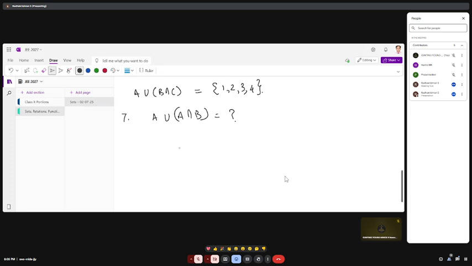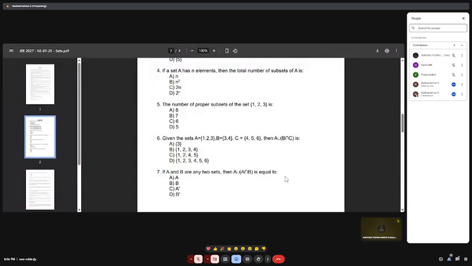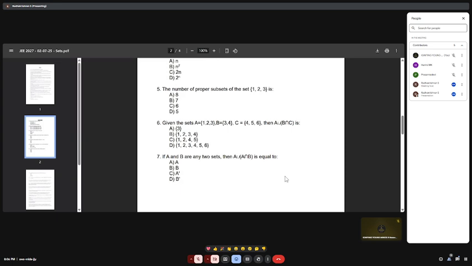Okay. So let us draw a Venn diagram, the diagram of two sets like that. Okay. So this is your A, and this is your A intersection B. So A union A intersection B. So set of elements that can be in either this or this is again A only, right? So you can see from the diagram that it is A. So option A.